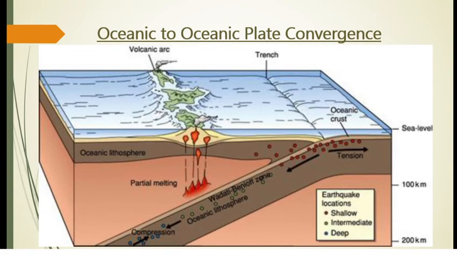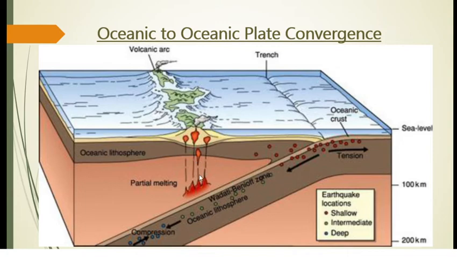We have here the oceanic to oceanic plate convergence. Now, if you try to think about it, both oceanic plates are denser. But again, even if both oceanic plates are denser, it doesn't mean to say that they have equal density. So whichever plate is denser, it will move towards the mantle and then melt, just like this illustration right here.